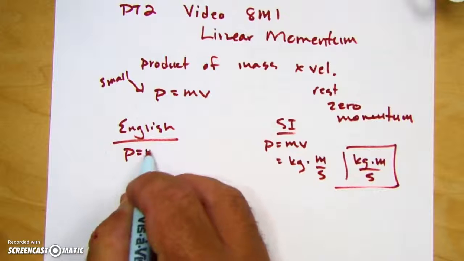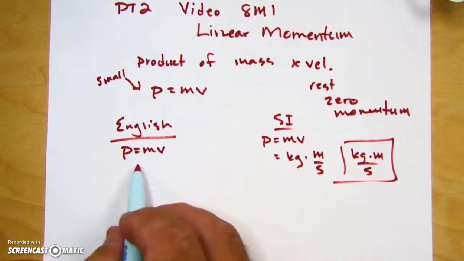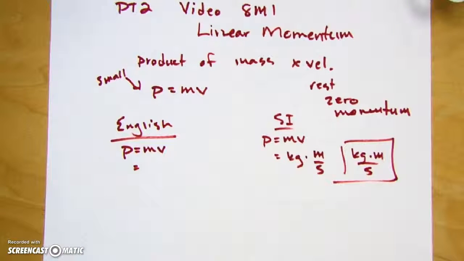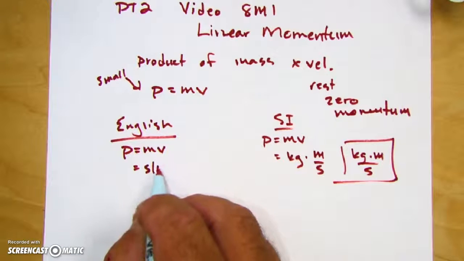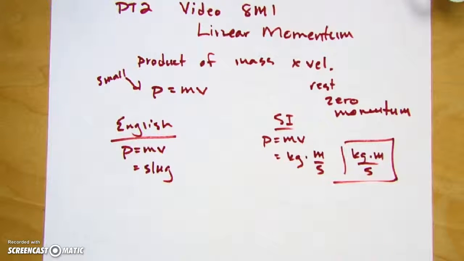Now, look at the English system. This is really wacky. The English unit for mass is not one you know. It's not one you've probably ever dealt with before. It's actually called a slug. Wow. And you thought they were just squirmy little slimy creatures. No, it's a unit of mass in the English system.